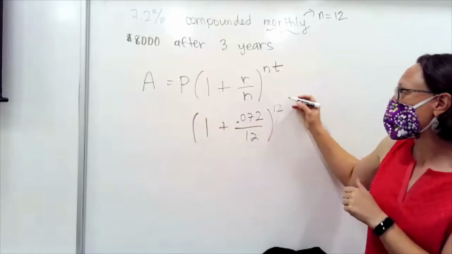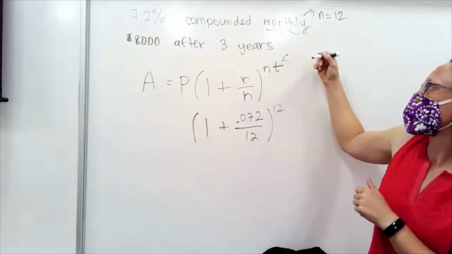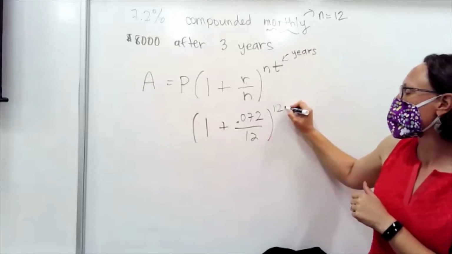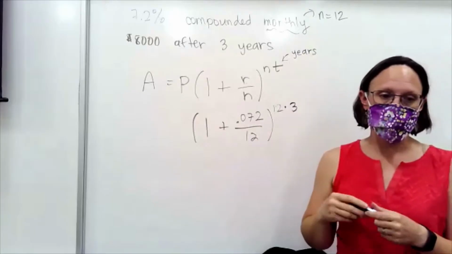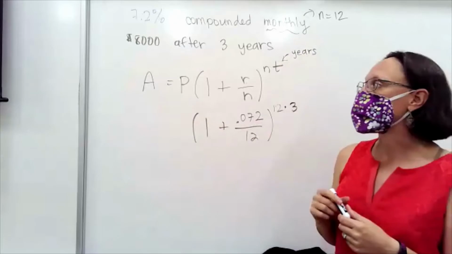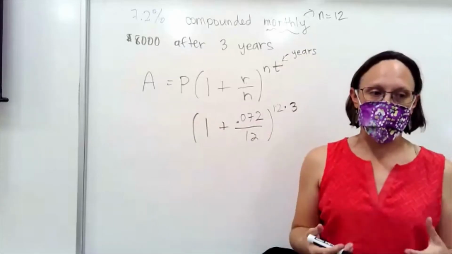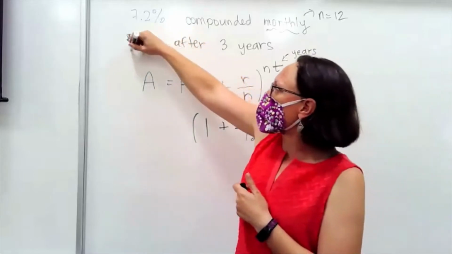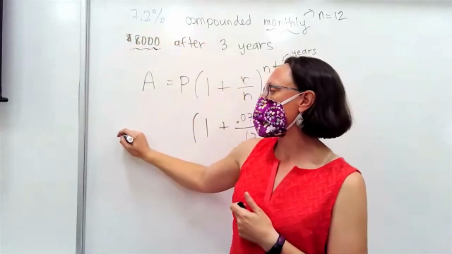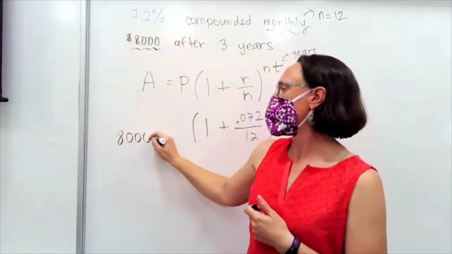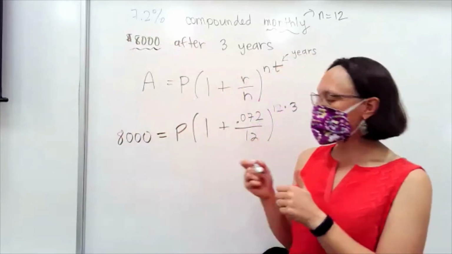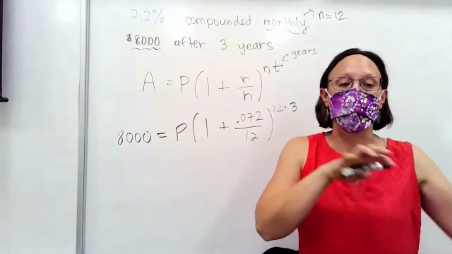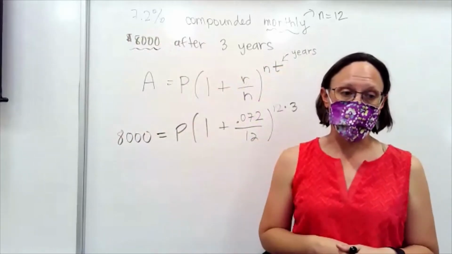N is 12, T is the number of years, so in this case that's 3 years. The A is referring to the amount that I have in my account, so in this case $8,000 is how much we want to have in the account. And P stands for principal, which just means how much we originally deposited.